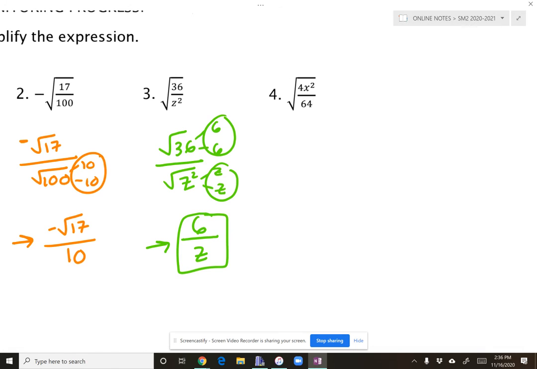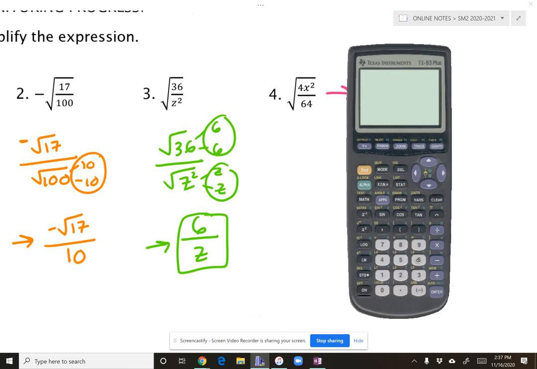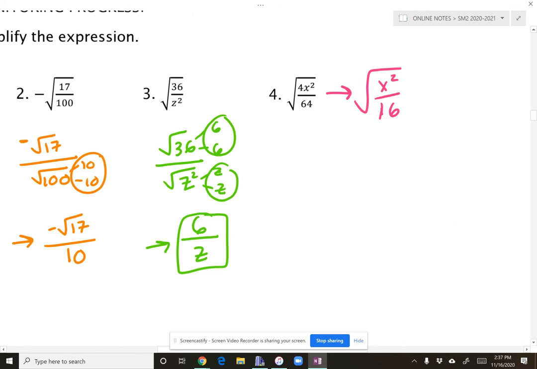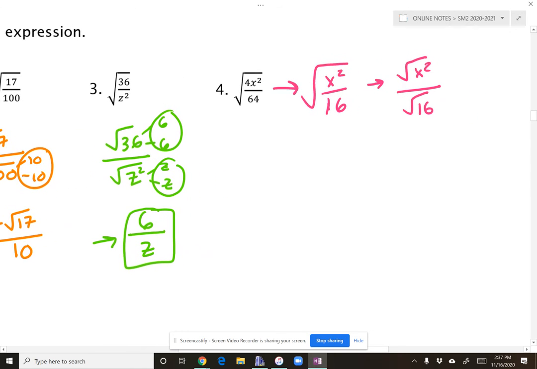Okay, number four is the square root of 4x squared over 64. So you can do a couple things. 4 and 64, they actually go into each other. So you can simplify at the beginning and get the square root of x squared over 16. Because if you do 64 divided by 4 in your calculator, kind of like you were reducing a fraction, you get 16. So that puts the 16 on bottom. And then you can split them. And you know that x squared is x times x, and 16 is 4 times 4. So you end up getting x over 4, okay?